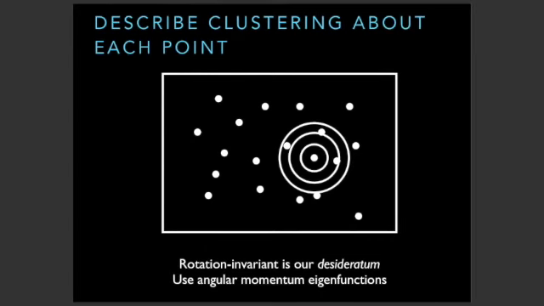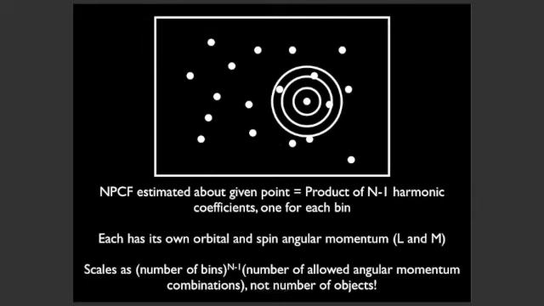You can describe the clustering about each point, i.e. galaxy in your survey, using a rotation invariant basis. Angular momentum eigenfunctions are exactly what you want for that. The n-point function estimated about a given point is just going to be the product of n-1 harmonic coefficients, one for each radial bin, because each of those harmonic coefficients will represent a field galaxy here. You don't need a harmonic coefficient for the central because you can put it at the origin. Each of these harmonic coefficients has its own orbital and spin angular momentum, and this operation to get these will scale as the number of radial bins times the number of allowed angular momentum combinations, but notably not the number of objects. That's the key.